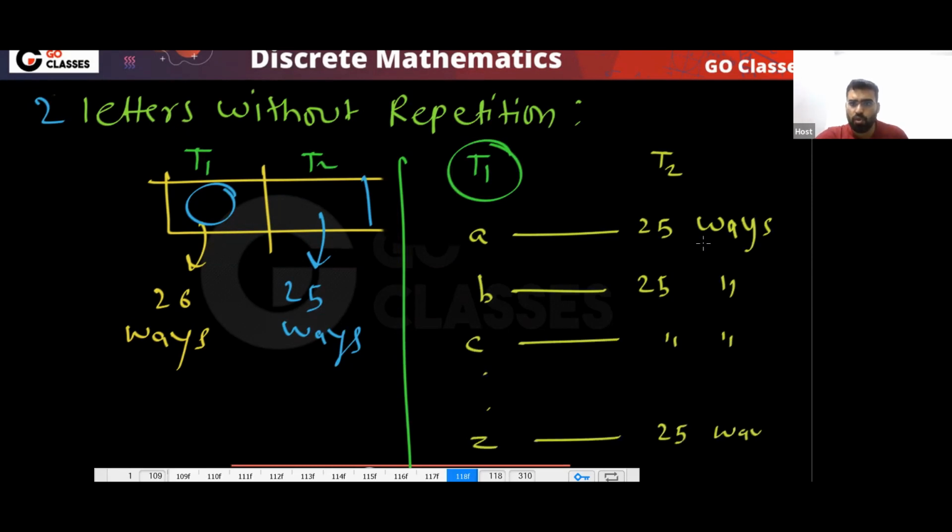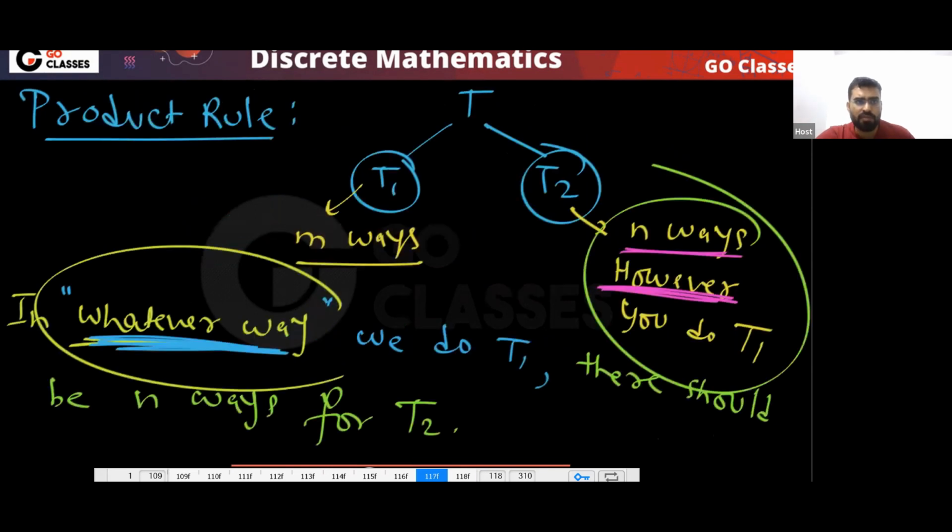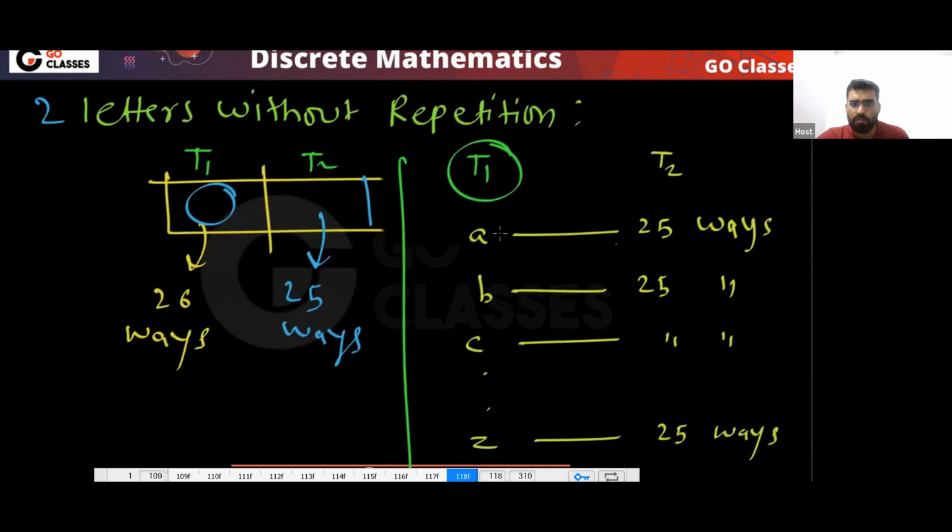So in whatever way you do T1, there are n ways for T2. In this way, there are 25 ways. In this way, there are 25 ways. So in every way, there are 25 ways. So finally, here you can apply the product rule, and the product rule will give you the answer 26 into 25.